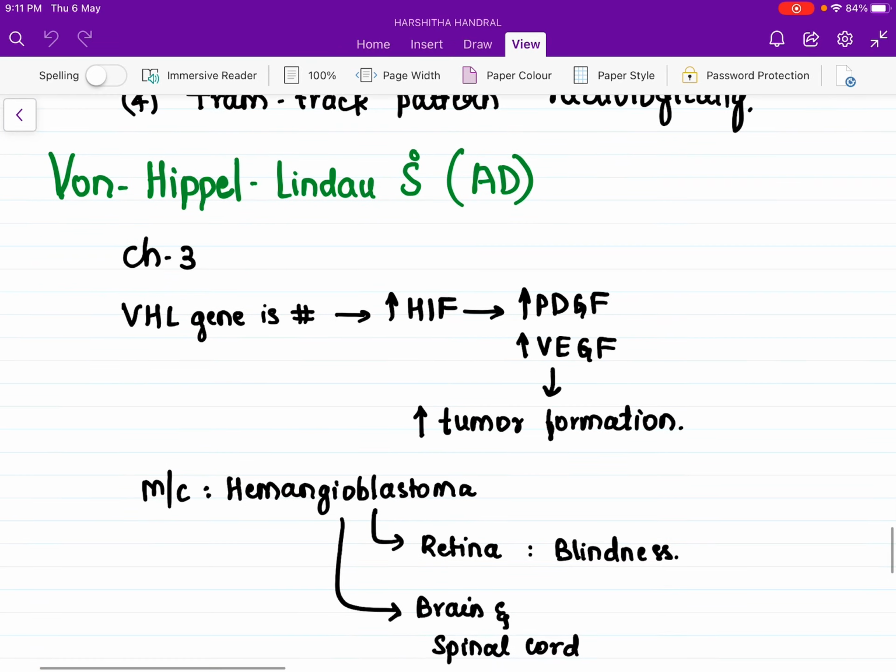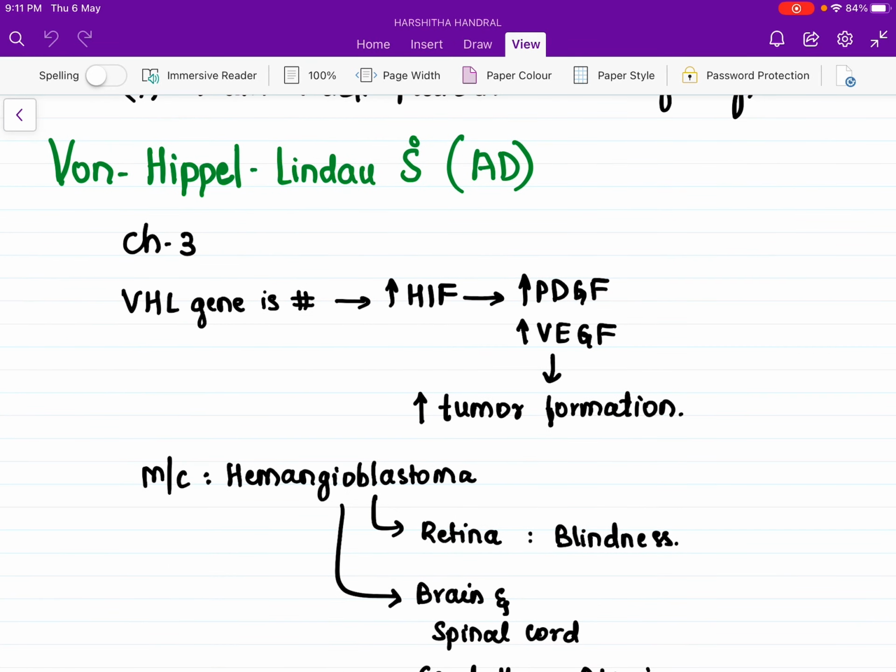Coming to the last one, that is the VHL. It is also an autosomal dominant pattern of inheritance, and it is on chromosome 3. Whenever there is a problem with the VHL gene, there will be increased hypoxia inducible factor, HIF. Whenever there is increased HIF, there are increased growth factors like PDGF, VEGF, and these growth factors will promote tumor formation, increasing the risk of tumor formation. So this is what will happen in VHL.